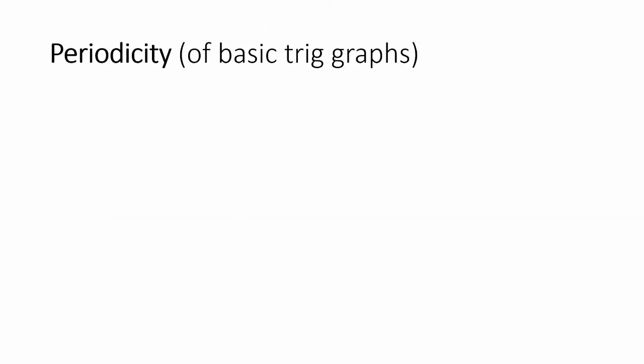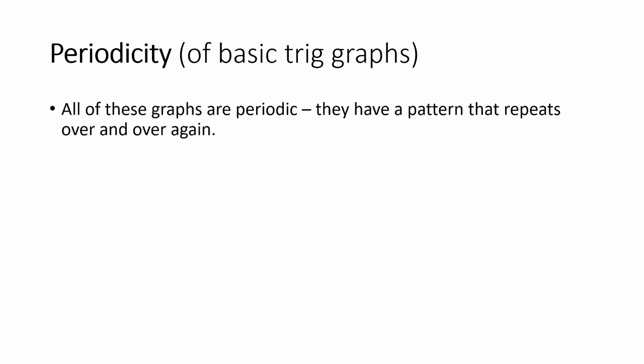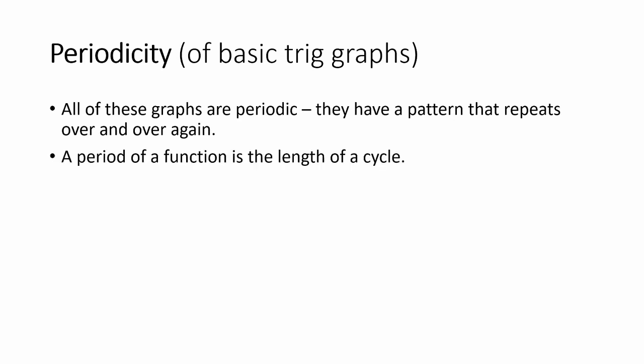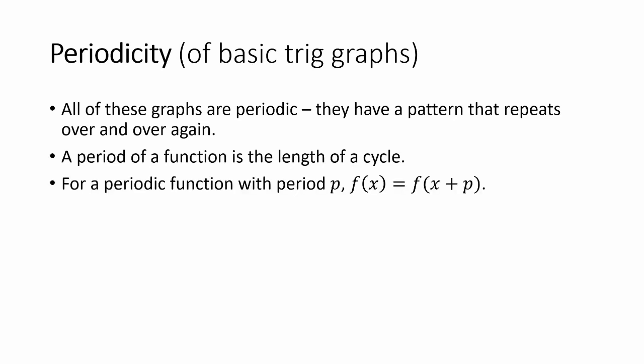Now, all of these graphs have a property called periodicity, meaning that there's a pattern of this function that repeats forever. The period of such a function is the length of one such pattern. It's one cycle. Formally, it is written like this, that for a function with period p, we know that f of x is equal to f of x plus p. Periods of sine and cosine are both 2 pi, as you could see from the graphs, but tangent only has a period of pi.